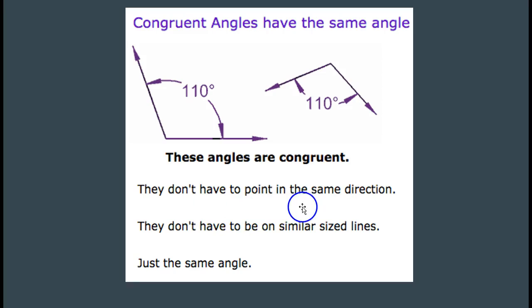They don't have to point in the same direction, just like these ones don't, and they don't have to be similar size lines. As you can see, this one is a little bigger than this one, but they are still the same. They still have the same degrees. They have to just have the same angle.